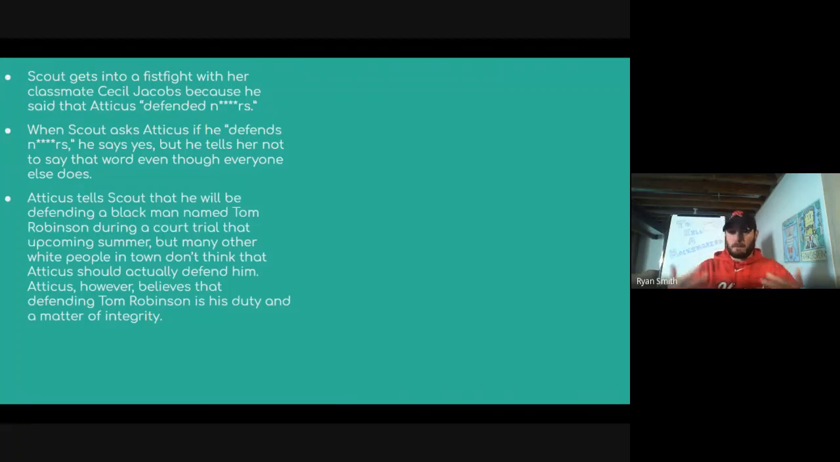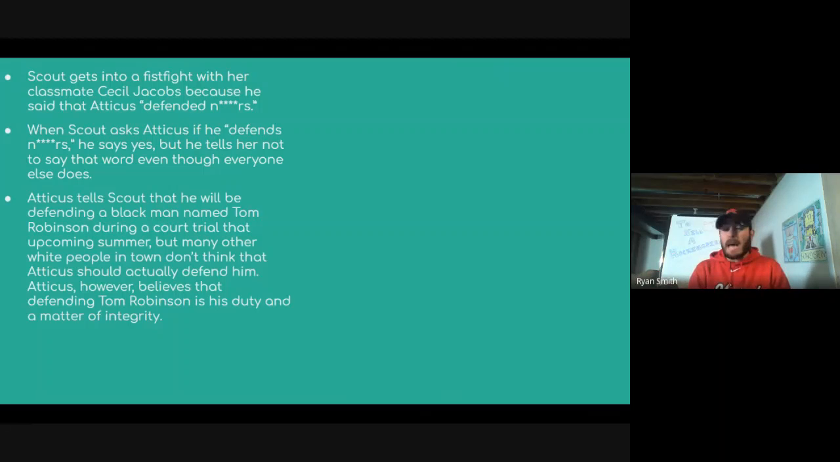Atticus then clarifies a little bit about what it means when he says that he's got a case. He's defending a guy named Tom Robinson, who is a black man, who is going to be on trial. They haven't really told us what for yet in the book. We do find that out, but for right now, it's still a mystery. We just know that he's a black guy who Atticus is going to be defending, right?